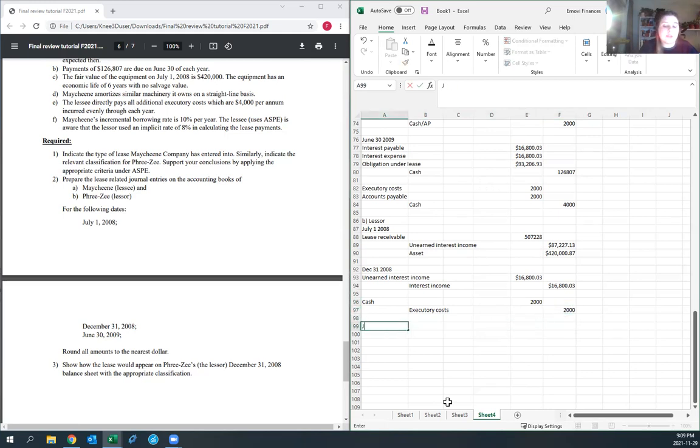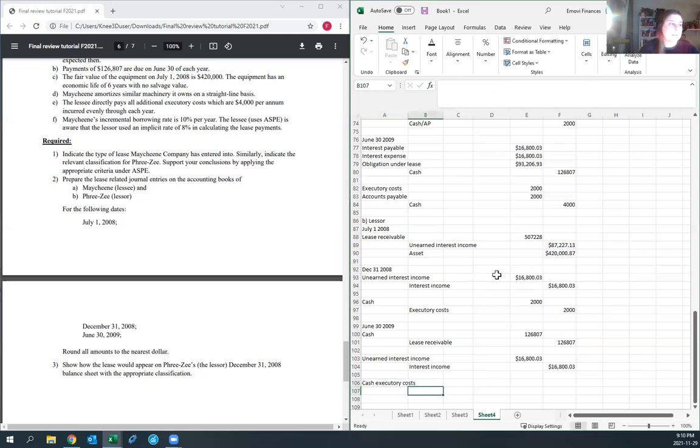And then on June 30th, 2009, they're going to receive their cash for the minimum lease payment of $126,000, and that's going to reduce their lease receivable by the same amount. They're going to accrue their interest income for the other 6 months. So it's the same amount as what they did on December 31st. And then I guess, again, your executory costs. And cash. Oh, switch that up. Cash. Executory.